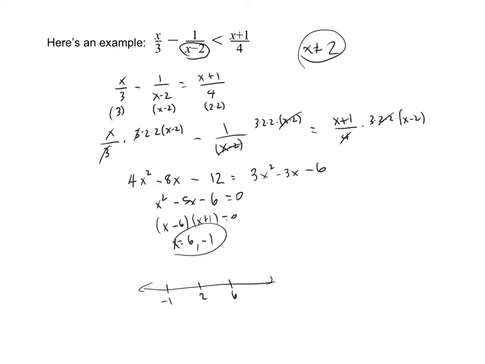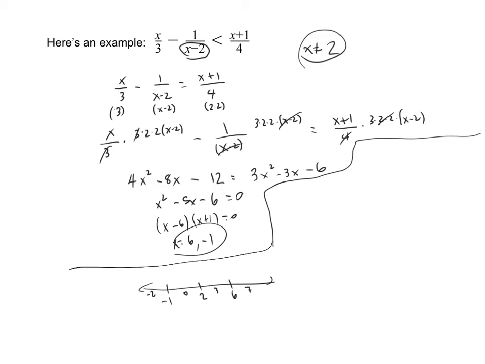So a number that's less than negative 1 might be negative 2. A number between negative 1 and 2 would be 0. A number between 2 and 6 would be 3. A number bigger than 6 would be 7. I'm going to plug each of those into the original inequality to see if they'll work. Now I'm only going to do the first one live, and then I'm going to do the rest of them with a video pause, so the video's not quite so long.